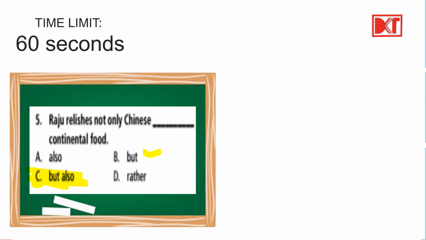Now this pair, not only but also, are correlative conjunctions which are always used in pairs. Like when we say not only this happens, but also this happens. We are providing an addition. So here Raju not only relishes Chinese food but also continental food. Okay.